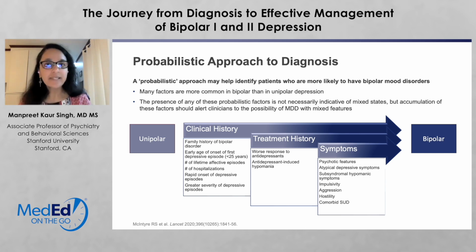Similarly, looking at treatment history, people who don't respond well to antidepressants or in fact experience antidepressant-induced manias might be likely to be on the path towards bipolar disorder. So that's something to also keep track of. And then symptoms like psychotic features, atypical depressive symptoms, subthreshold mania symptoms, impulsivity, aggression, hostility, and co-occurring substance use can all point towards a diagnosis of bipolar disorder.